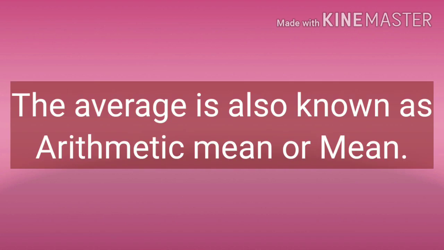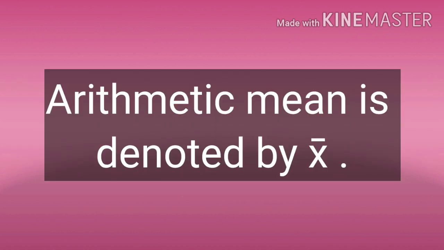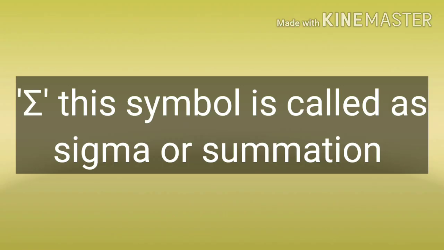Now, we'll learn more about statistics. The average is also known as arithmetic mean or mean. It means, children, in statistics, the average is known as mean. Now, move to the next point. Arithmetic mean is denoted by X bar. X bar is the symbol of mean, children. Now, the next point. This symbol is called sigma or summation.